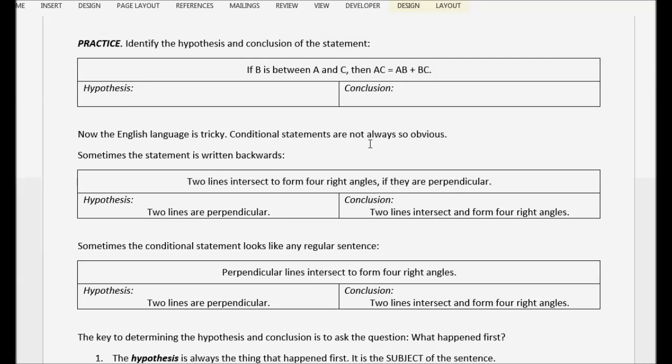Today we're looking at the solutions to the questions that were asked in 3-1 conditional statements. In the middle of the notes we had a practice problem where we wanted to identify the hypothesis and conclusion of the statement: if B is between A and C, then AC is equal to AB plus BC. The hypothesis of this statement is that B is between A and C, and the conclusion of the statement is that AC is equal to AB plus BC.